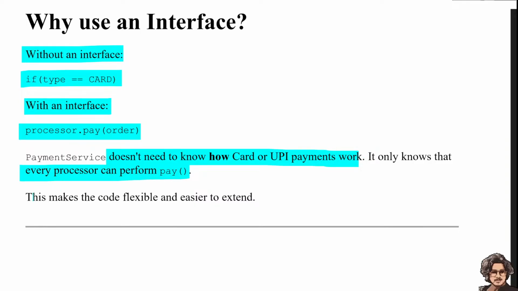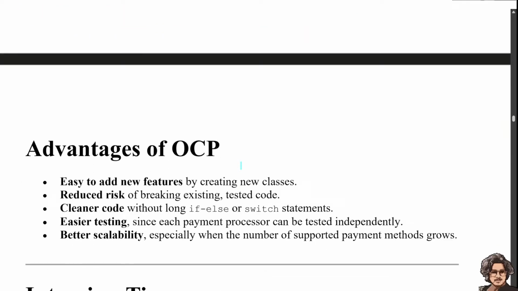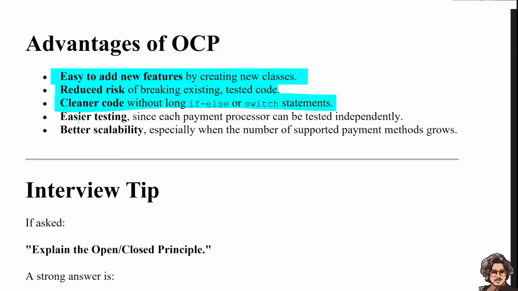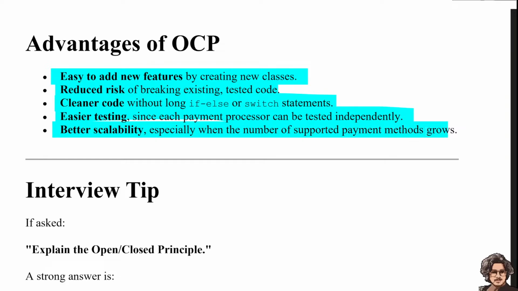This makes the code flexible and easier to extend. There is no need to modify how things happen. So what is the advantage of OCP? It is easy to add a new feature by creating a new class. It reduces the risk of breaking the existing code, since we have to test the code. Cleaner code without if-else or switch conditions. Easier testing, since each payment processor can be tested independently. Better scalability, especially when the number of supported payment services grows.